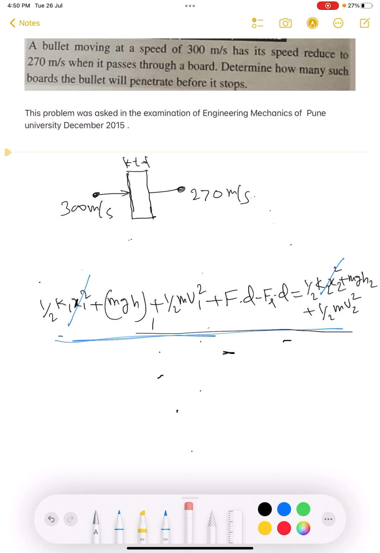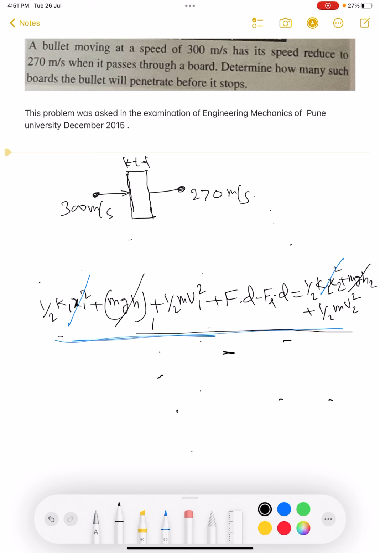Why do you say so? Because it's not mentioned, right? There is no reference to height and so on. So we can say that potential energy on both sides is the same, right? So what you ultimately are left with is half mv1 square plus F into D.